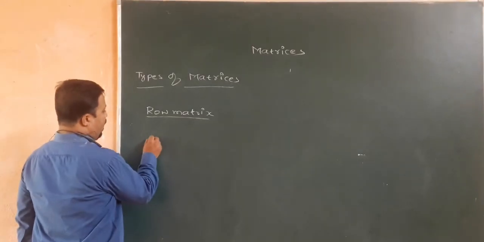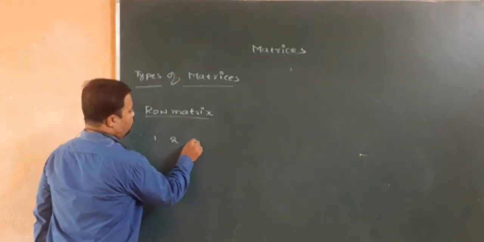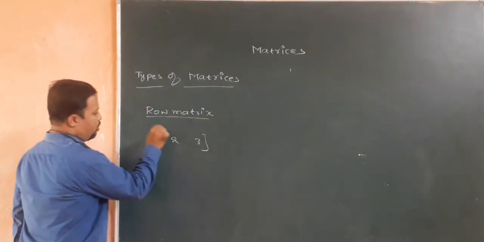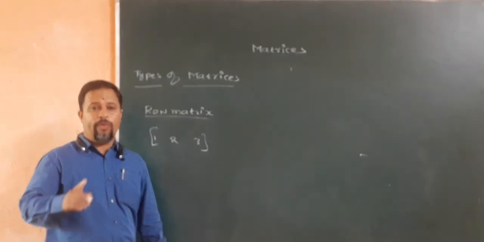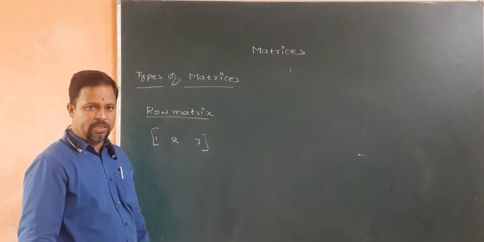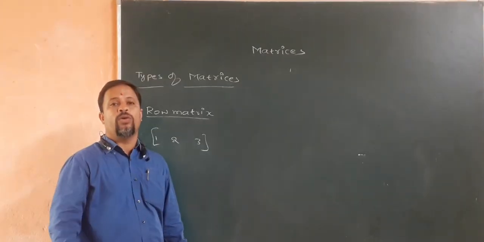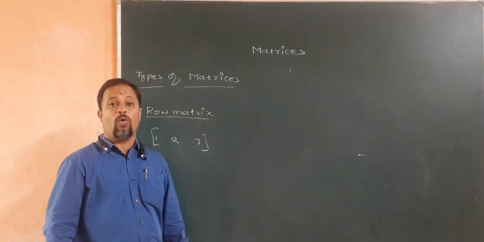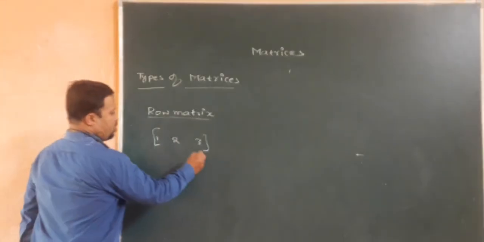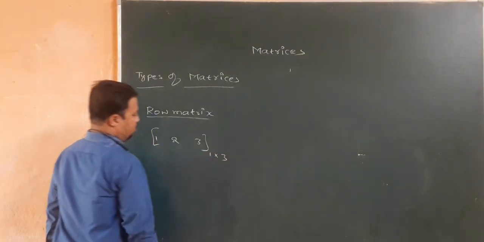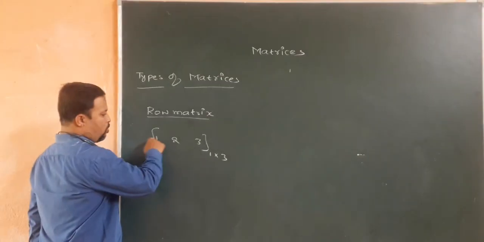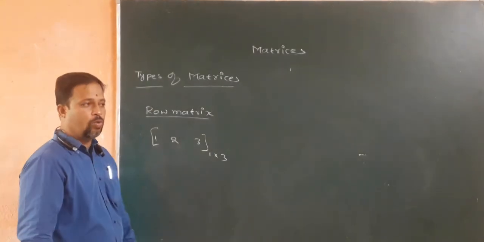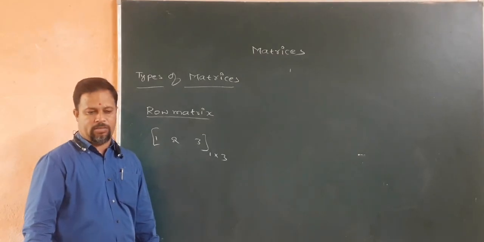I can give the example. It is 1, 2, 3. You can see here, how many rows are there? Single row. Only one row will be there. A matrix which consists of only one row is called a row matrix. You can see 1 cross 3. How many columns? 1, 2, 3 columns. How many rows? Only one. This is called a row matrix.